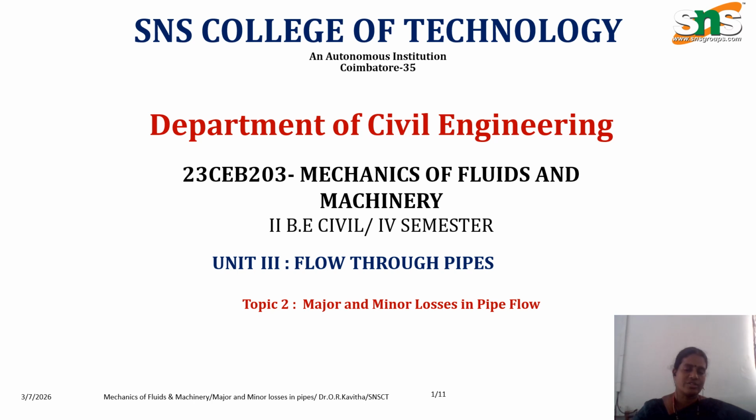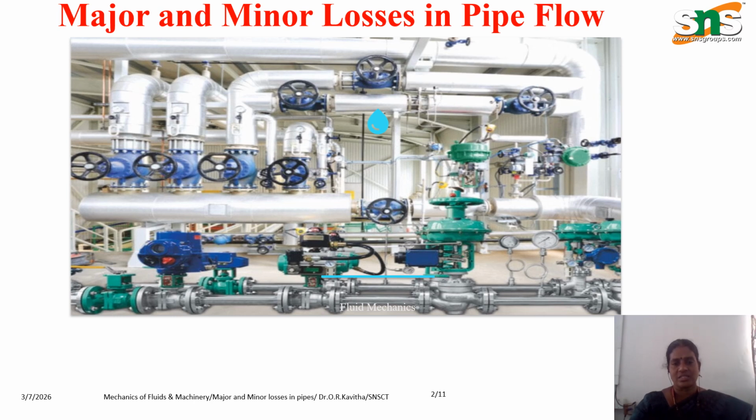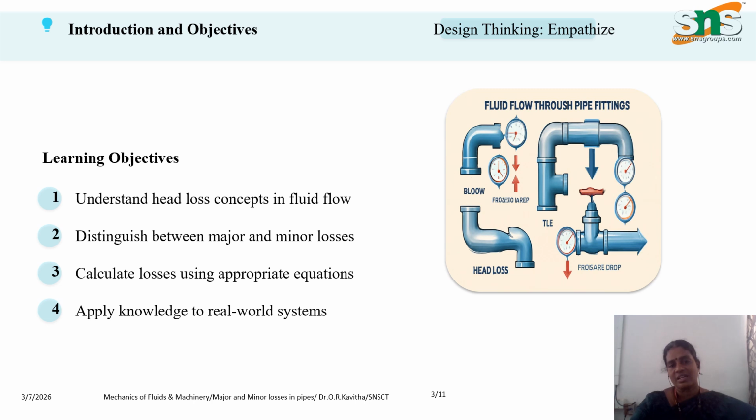In this session we are going to see about the major and minor losses in the pipes. If any liquid is flowing through a pipe, there will be losses. Here you can see the pipelines have many joints and bends, the diameter of the pipes varies, and the pipes run very long. So there will be some losses whenever the fluid is flowing from one place to another. Now we will see that.